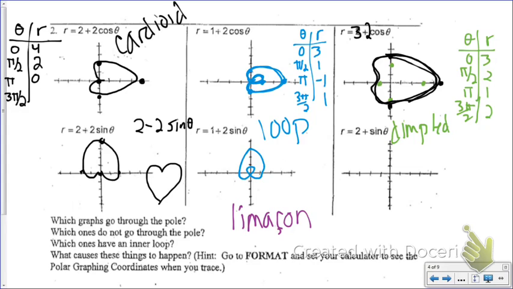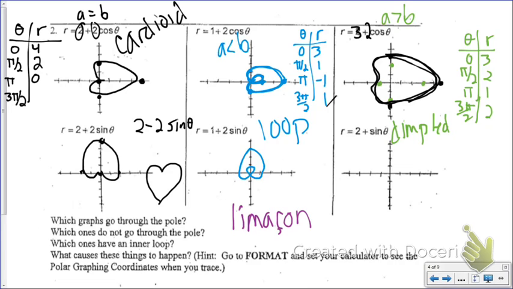Now how to figure out which kind is which, we can look at some similarities here. When I got a heart, those numbers were the same. So if A is equal to B, I'm going to get a cardioid. If the number in front is smaller, I'm going to get a loop. So if A is less than B, I get a loop. Then at the end, if A is greater than B, I'm going to get a dimple.